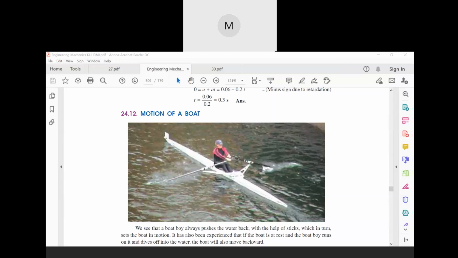That means, every action. The action is the moving of the boat, and the equal and opposite reaction means the boat is moving forward while you are rowing in the opposite direction. Since you are giving a reaction in the opposite direction, that is why the boat is moving in the forward direction. This is how it is being done.